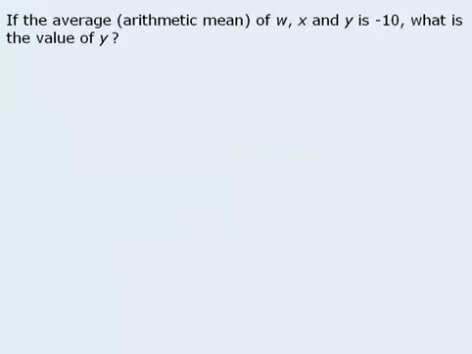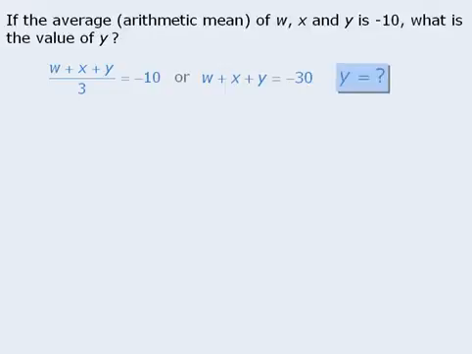Here we are told that the average of three numbers is -10, and we want to find the value of y. So how can we summarize this information? Well, if the average of three numbers is -10, we could say that the sum of the three numbers divided by 3 will be equal to -10. Or if we multiply both sides of this equation by 3, we could say that the sum of the three numbers is equal to -30. Since the target question asks us to find the value of y, we can write the following.